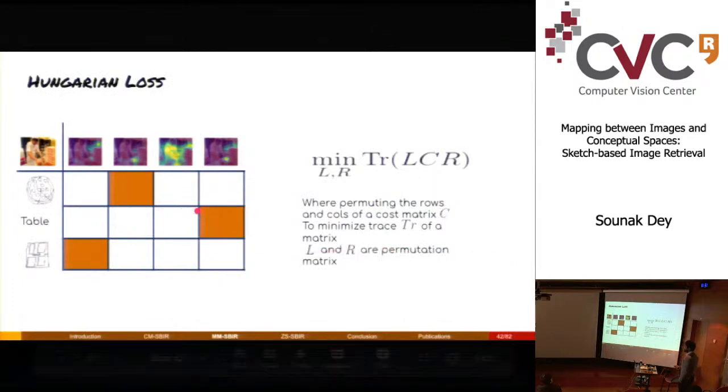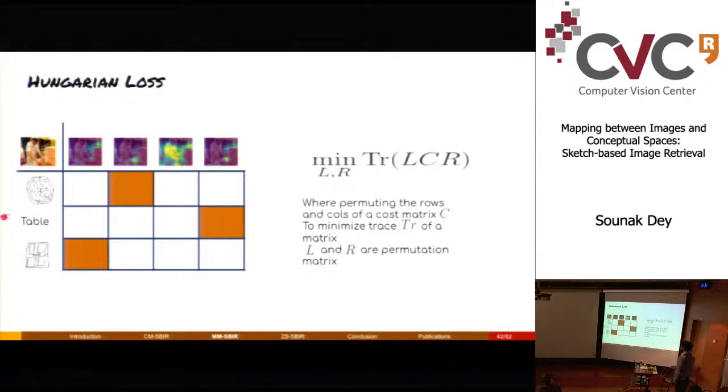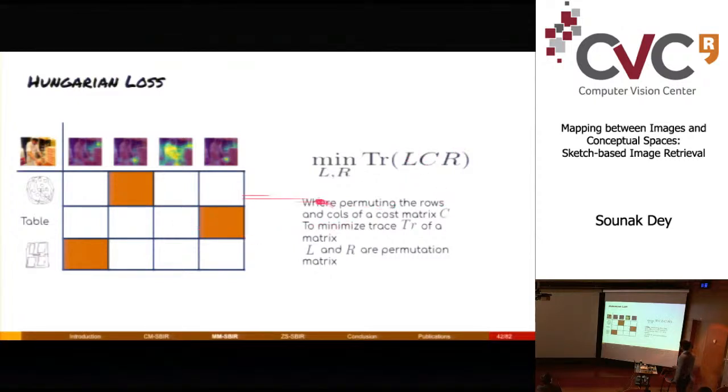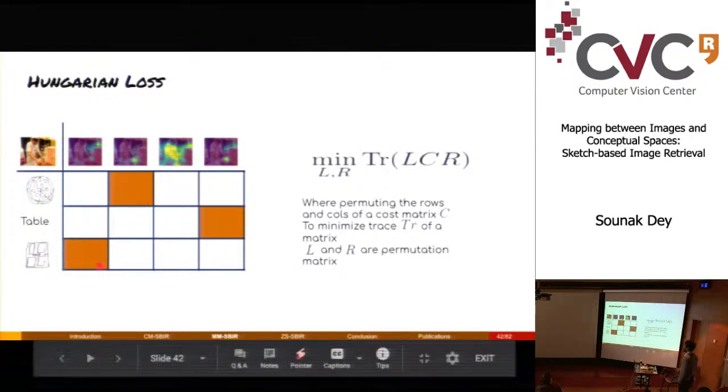Let me help you understand what a Hungarian loss is a bit. Given, for now, just think of it as the image features. We cannot literally show you the image features, but multiplied with the attention maps. Once we have these things, it tries to find the minimum trace in this matrix, where Tr stands for the trace, and C is the cost matrix, which is this whole matrix out here. And we have L and R, which are the permutations of this matrix. So this Hungarian loss algorithm tries to figure out the minimum cost to match each query with the object present in the images.